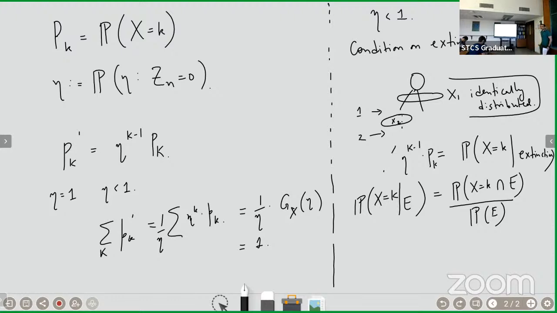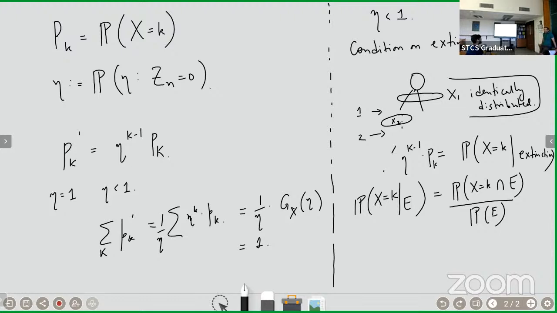You say something, right? The probability that X equals k was p_k, as we know. That much we know. And every progeny in that level should go extinct. Yes, for that probability. So eta will get multiplied with itself k times. But tell me how to write this.